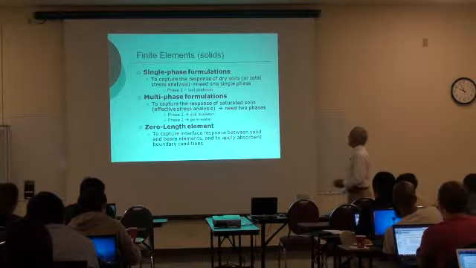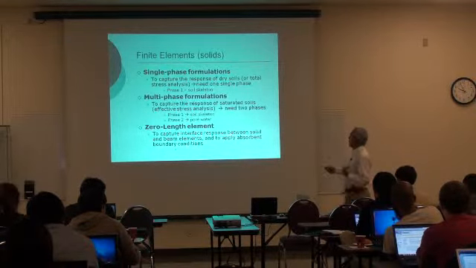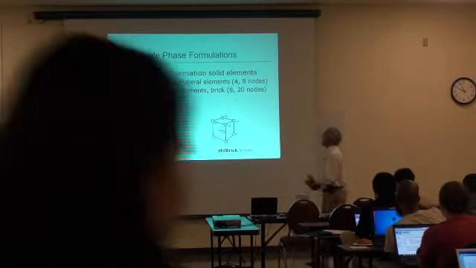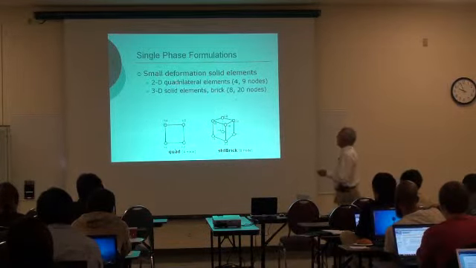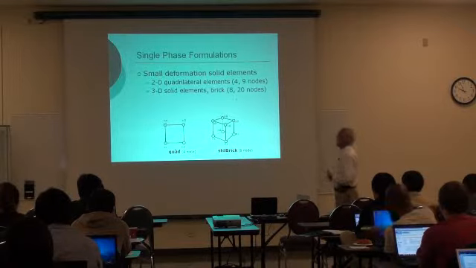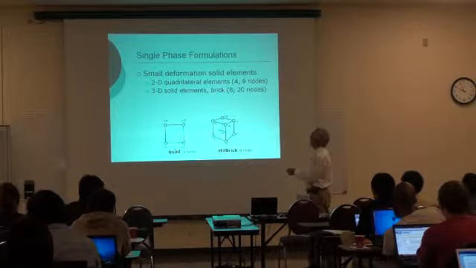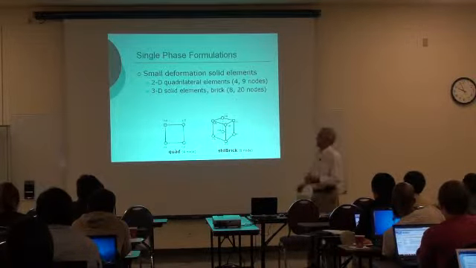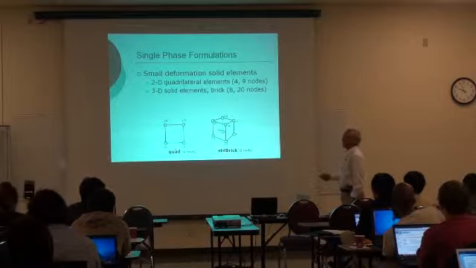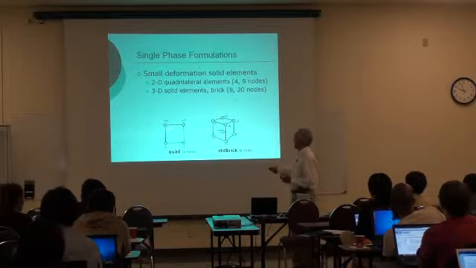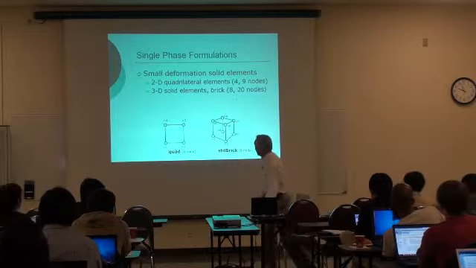And the zero-length elements are used to capture the response between the solid and beam elements and to apply absorbent boundary conditions. So let's look at the simple elements that are available in OpenSees. For small deformations, we can use the two-dimensional quadrilateral elements. It's called the quad element. Or we can use the brick element in order to model the 3D situations. It's a standard brick in OpenSees that comes with 8 nodes or with 20 nodes. The quad element comes with 4 nodes or with 9 nodes.